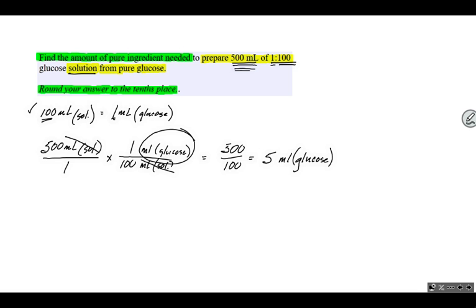And that is our final answer. We need 5 milliliters of pure glucose to prepare 500 milliliters of a 1 to 100 glucose solution.